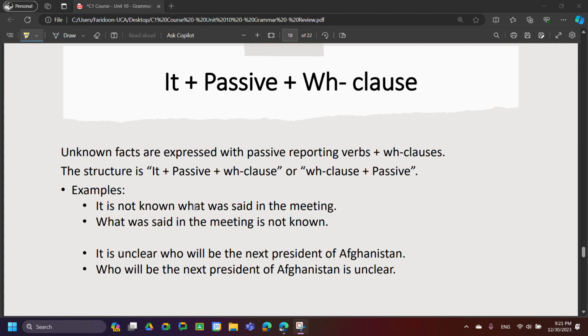Examples: it is not known what was said in the meeting, or what was said in the meeting is not known. Or a different version: it is unclear who will be the next president of Afghanistan, or who will be the next president of Afghanistan is unclear. So either way, they're all the same. They're giving you the same meaning as well.